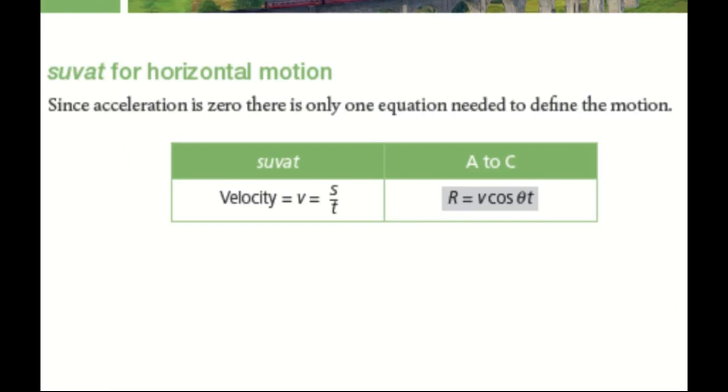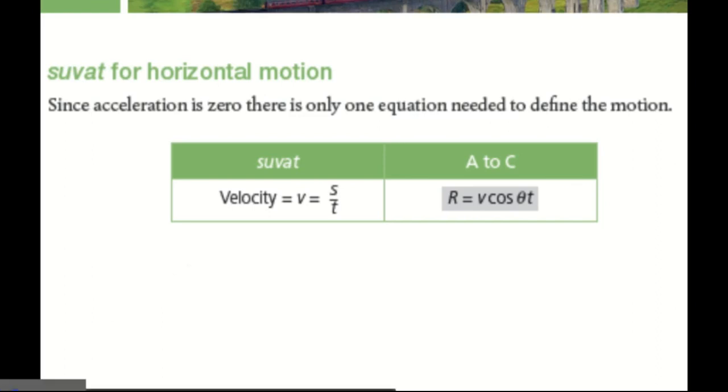We're going to be getting into actual SUVAT for horizontal motion. Velocity is, and we're just talking about horizontal right here, velocity is displacement over time. Well, what does that really mean? What that means is displacement in this case is range. So this should change to range.